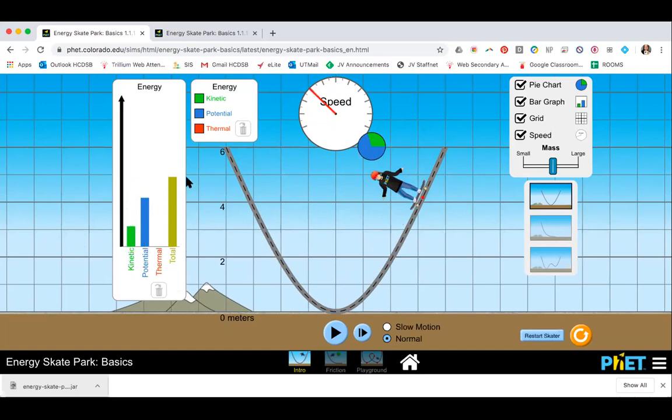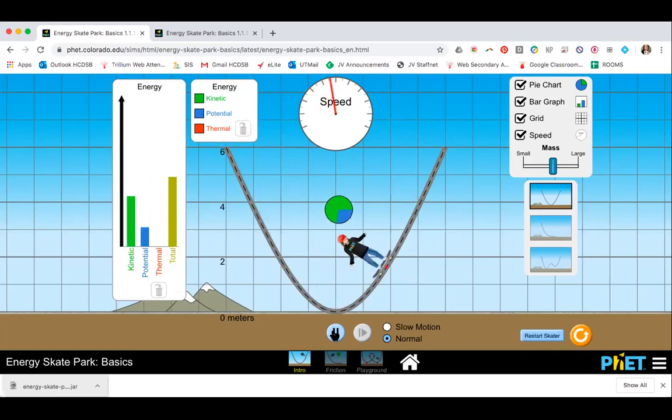Look at this brown-colored bar. What is happening to the height of this bar when we press play? So notice that the quantity of gravitational potential energy decreases by the same amount that the kinetic energy increases when the skater is on the way down.